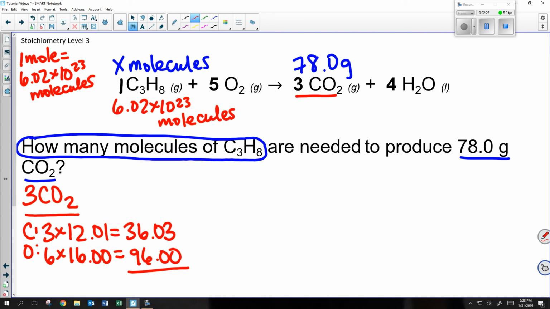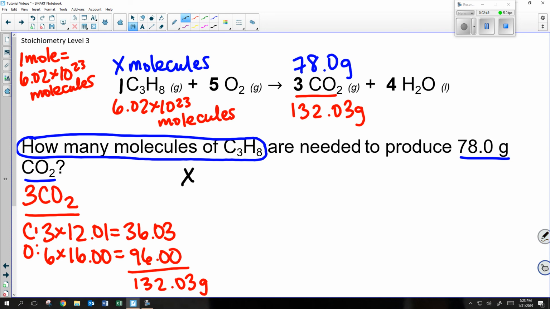I add those two numbers up, and I get 132.03 grams. That's how many grams are in 3 moles of CO2. And that value will go below my 3 moles of CO2 in my balanced chemical equation. Now I have everything I need to set up my proportion.